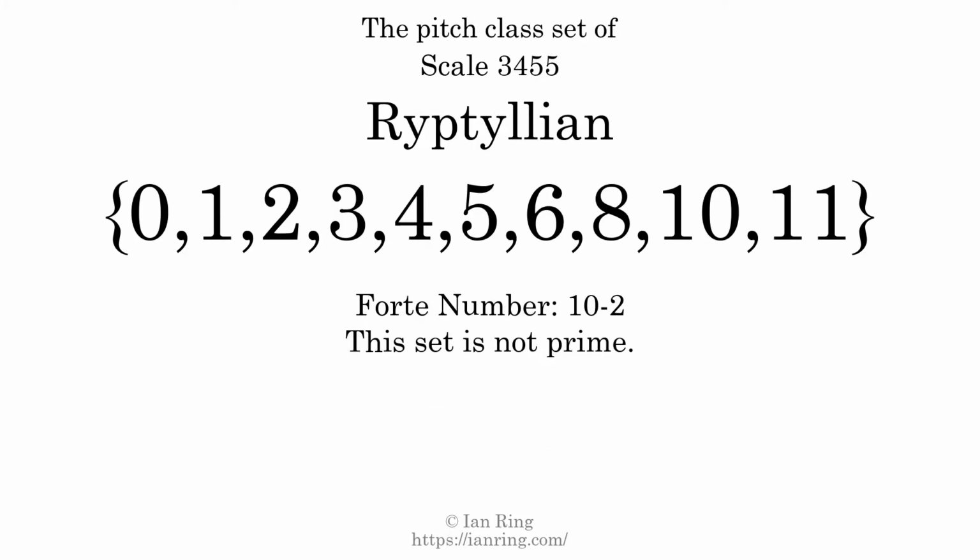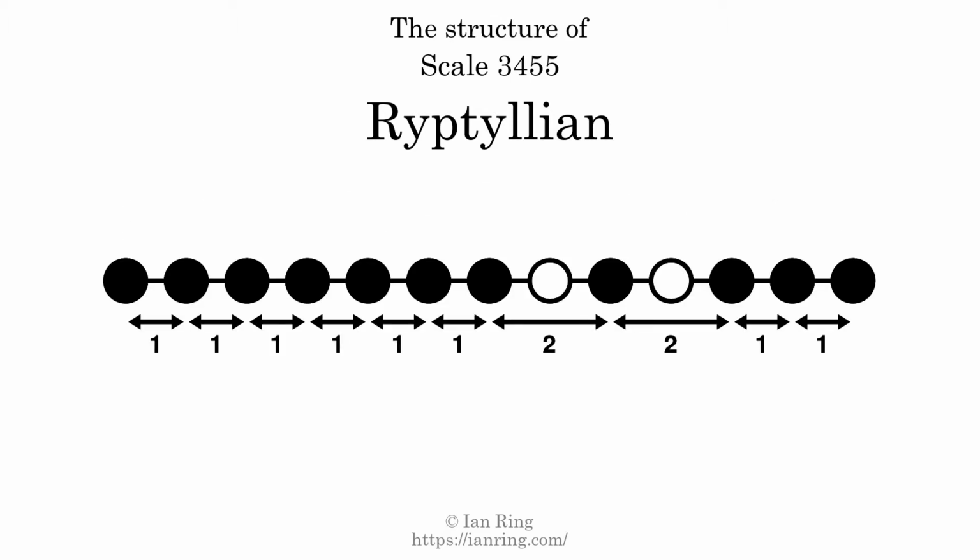The pitch class set for this scale is 0, 1, 2, 3, 4, 5, 6, 8, 10, 11. The forte class is 10-2. This set is not prime. The structure of a scale is a description of the interval distance between each successive tone. This scale has a structure of 1-1-1-1-1-1-2-2-1-1.